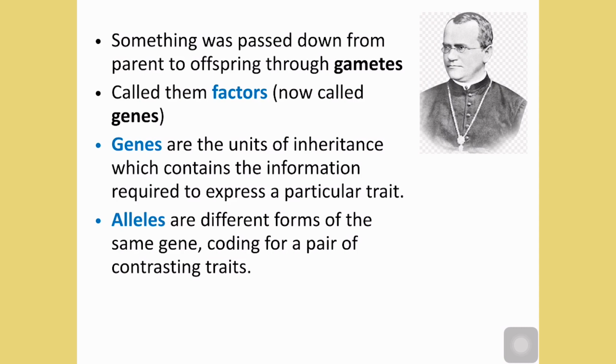So I have given you the definition of genes over here. Genes are the units of inheritance which contain the information required to express a particular trait. It will become much clearer to you that genes are actually short segments of DNA which code for proteins. So we will learn that later on. For now, you should just learn that genes are the units of inheritance. And then there is another term which is used quite often in this chapter, that is alleles. Alleles are nothing but the different forms of the same gene, right? A gene can have different forms, like different tastes. So alleles are the different forms of the same gene coding for a pair of contrasting traits.